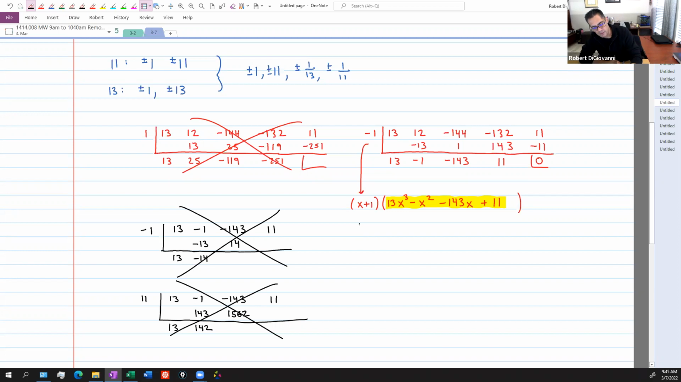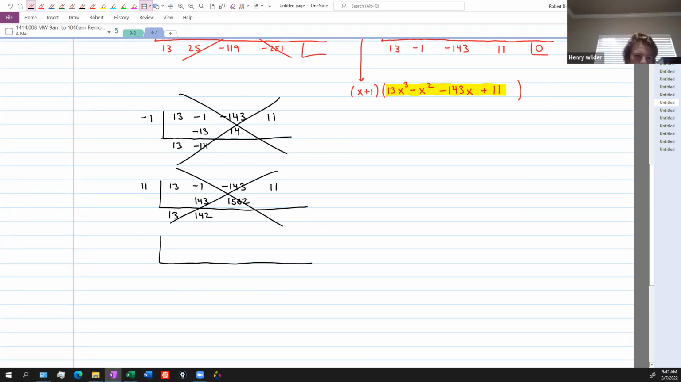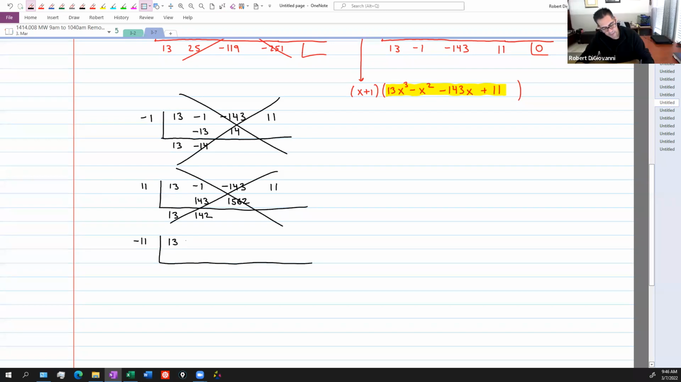So what's my next number I should try? Negative 11. It's probably not going to work. Let's see. 13 comes down. This is negative 143. This is negative 144 times 11. Again, this is going to be a huge number. Do y'all see this is not going to happen here? I'm going to stop. You can check it for yourself. That's not going to work.